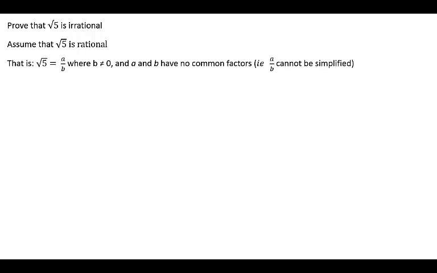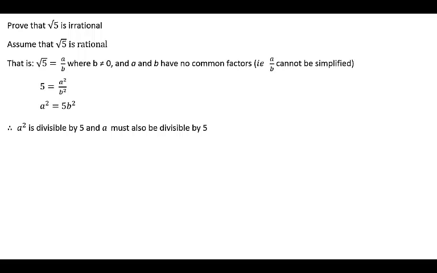So root 5 is rational, that is, root 5 can be written as a ratio, a over b, where b is not equal to 0, and a and b have no common factors, so a and b cannot be simplified. If we square both sides, 5 equals a squared over b squared, and a squared equals 5b squared. This statement implies that a squared is divisible by 5, that is reasonably obvious, but also that a must also be divisible by 5.